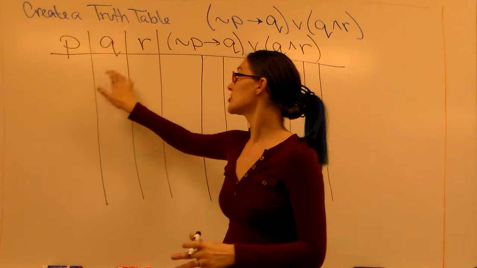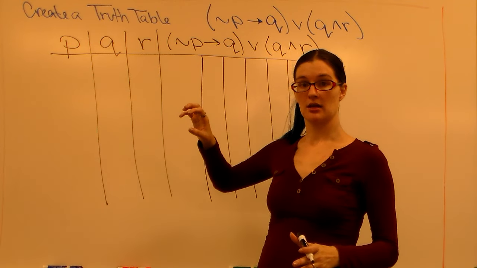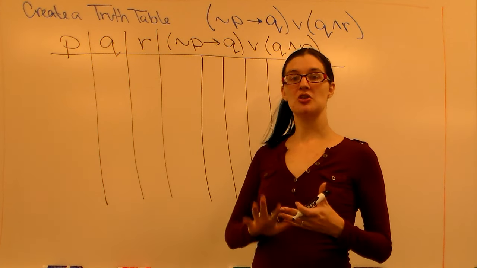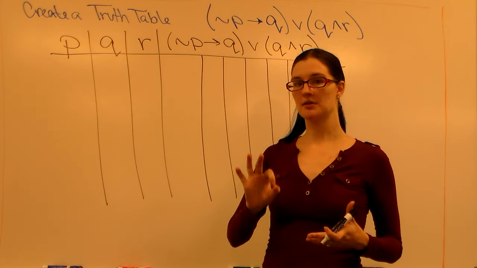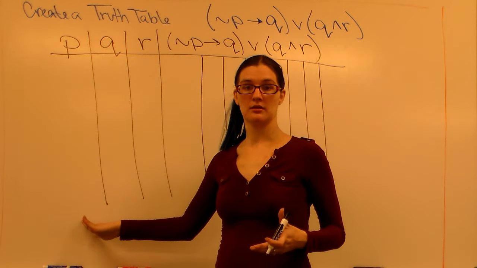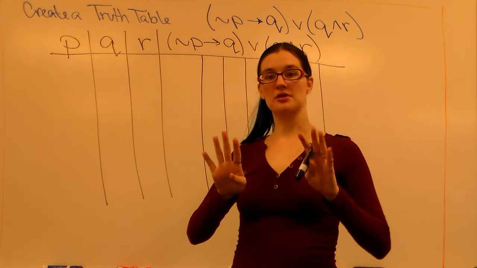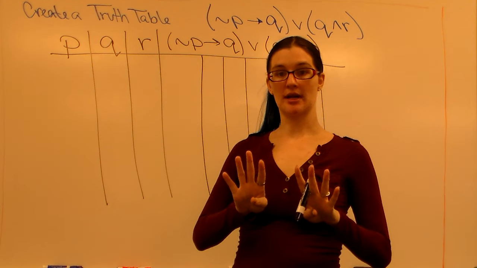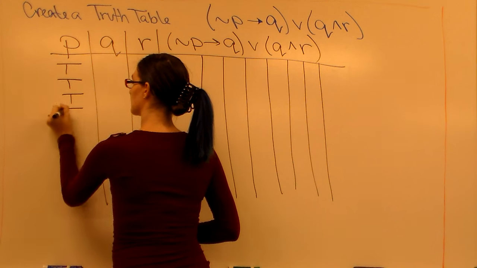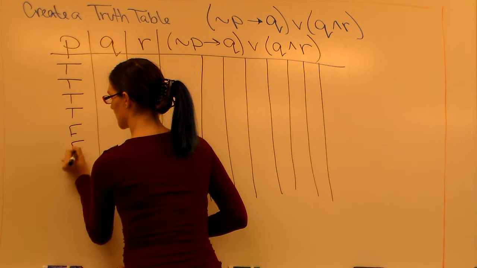So to continue on with our truth table, we have the truth table set up. Now we need to get our first three columns done. Before even worrying about the statement columns yet, you need to get your eight options. Again, three columns, eight options. The first column for P, you can do four trues and four falses is one way to organize it.